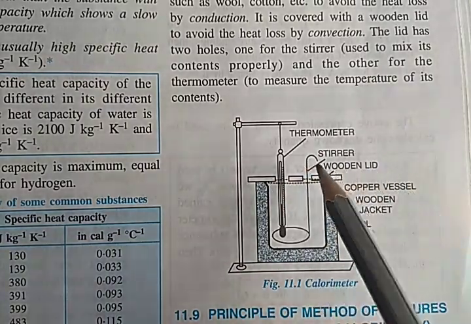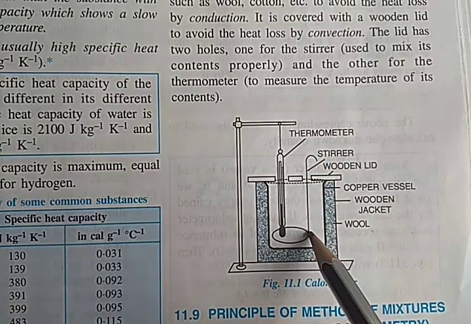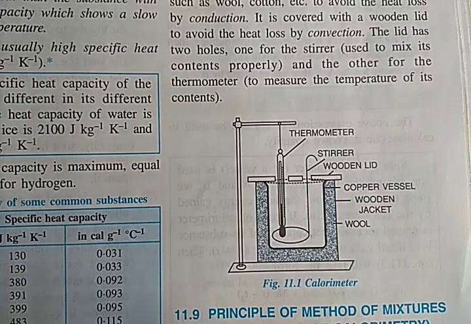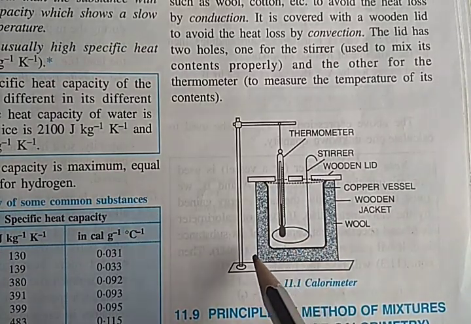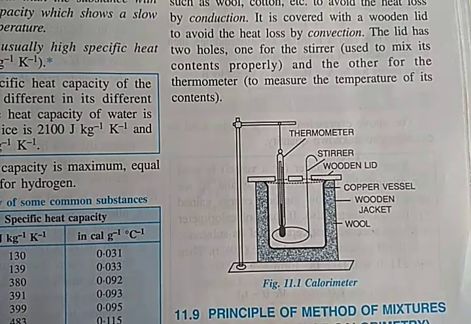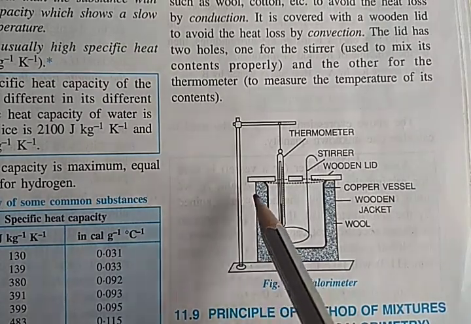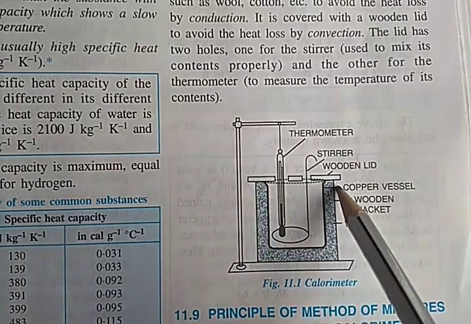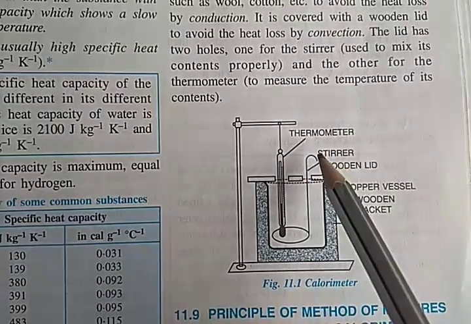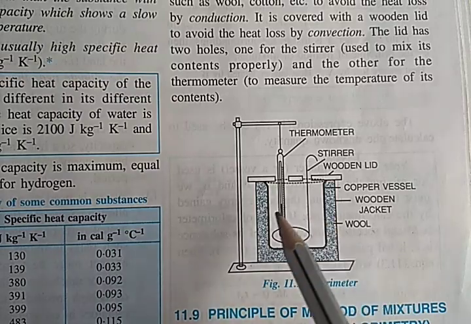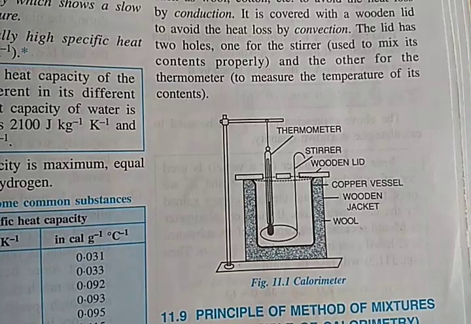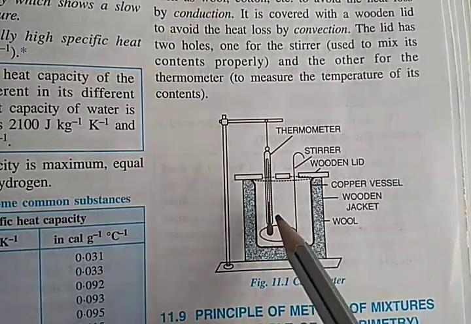Now this wooden lid has two holes. Through one of the holes you have a stirrer passing, and through the other hole you have a thermometer passing. So basically this is what a calorimeter is made up of. You have a copper vessel enclosed by a wooden jacket. The space between the wooden jacket and the calorimeter is filled up by an insulator, wool or cotton. The calorimeter has a wooden lid with two holes. Through one passes the stirrer, which mixes the two liquids, and through the other passes a thermometer.